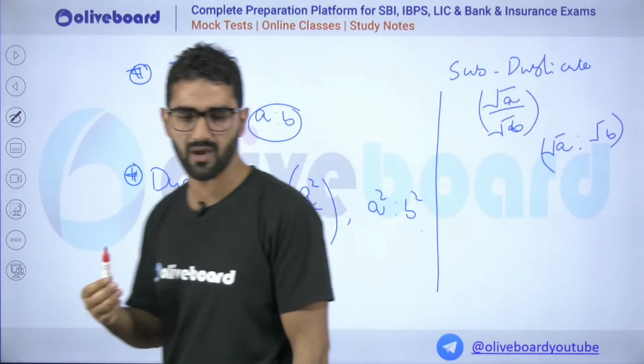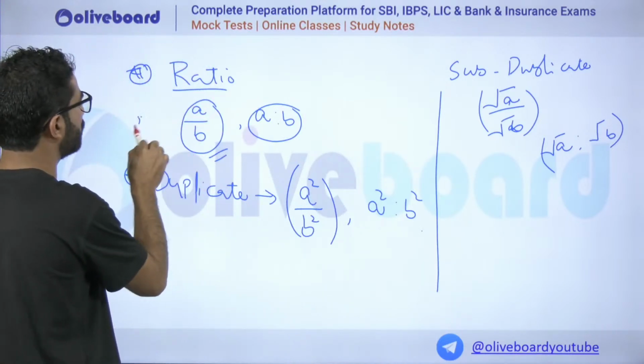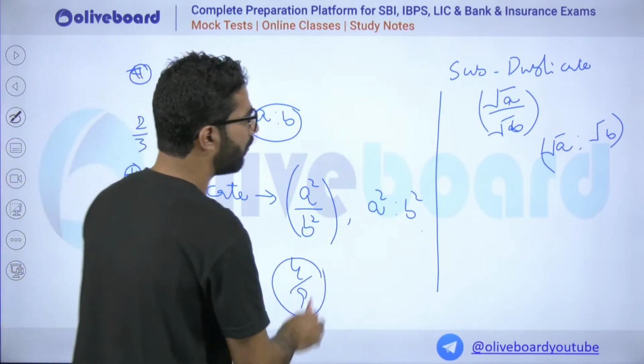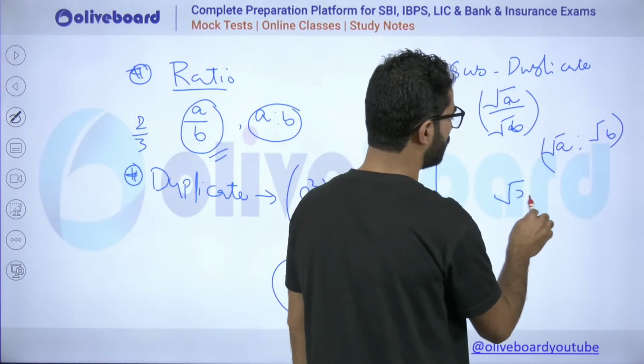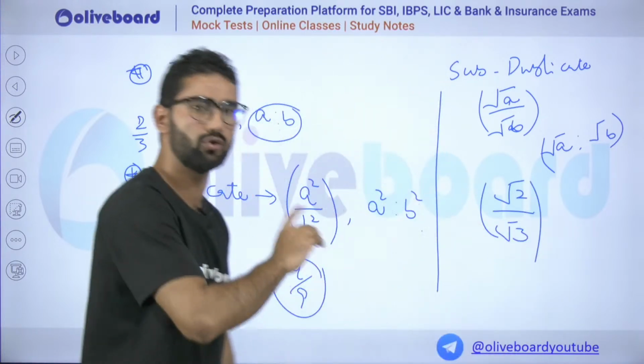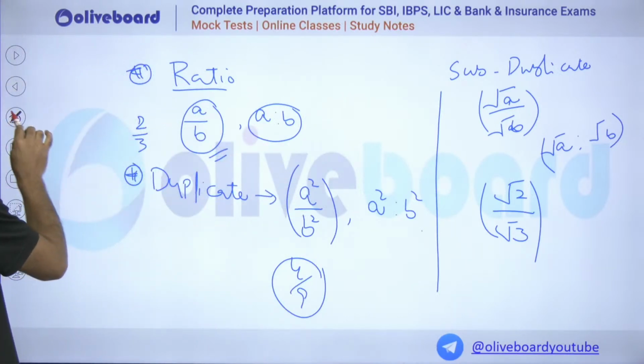So you take any numerical, any example, if the ratio is 2 upon 3, the duplicate will be 4 upon 9. And what could the subduplicate be, sir? It will be root 2 upon root 3. This is the value we can get. And how to use these terms in examples, I will tell you that also. So this is how to tackle the ratio.